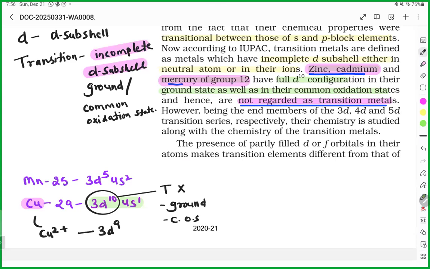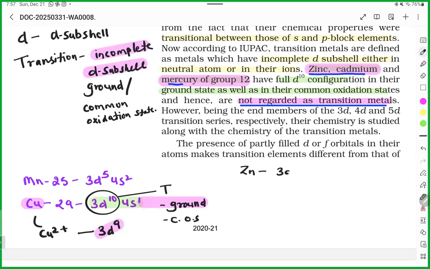Now tell me, is it a transition element? Yes or no, guys? Yes, sir. Yes, it is a transition element. Okay. So 3d10 is the ground state. It is not a transition element in the ground state, but in the common oxidation state, it is. So it will be considered that this is a transition element ultimately.